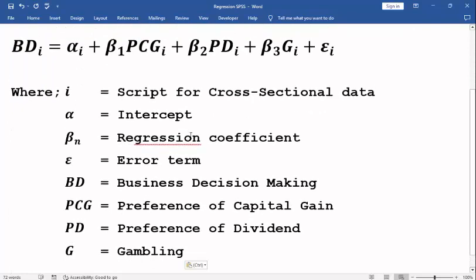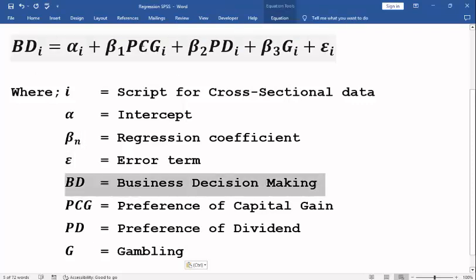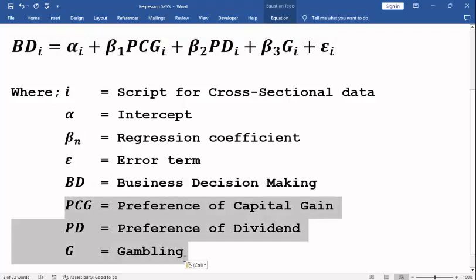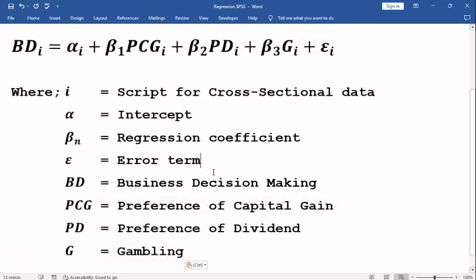Now here we have a regression model which we will regress in SPSS. In this model, our dependent variable is business decision making, and we have three independent variables, where first is preference of a capital gain, second is preference of dividend, and last one is gambling. Now we are going to test the impact of these three variables on our dependent variable business decision making.